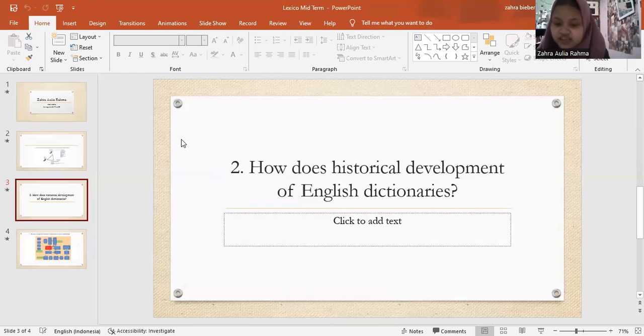In 1858 until 1928, the New English Dictionary, the NED, 12 volumes, included all words existing in the language. In 1967, the Random House Dictionary of the English Language, with the number of the dictionary, and context of the vocabulary entry. In 1969, the American Heritage Dictionary of the English Language, the first dictionary to use corpus linguistics.